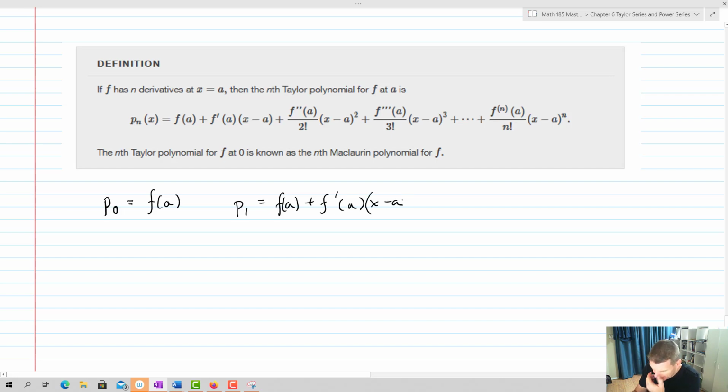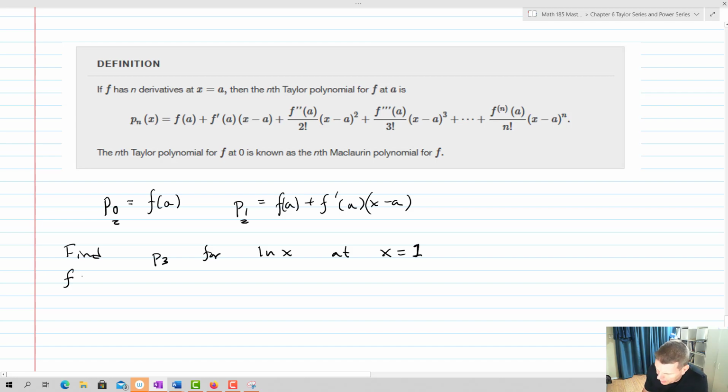And we can imagine that we're going to do that so on and so forth, where we just increase the terms by 1 each and every time. So let's take, for example, let's find P3 for the natural log of x at x equals 1. And so we saw that one here before.